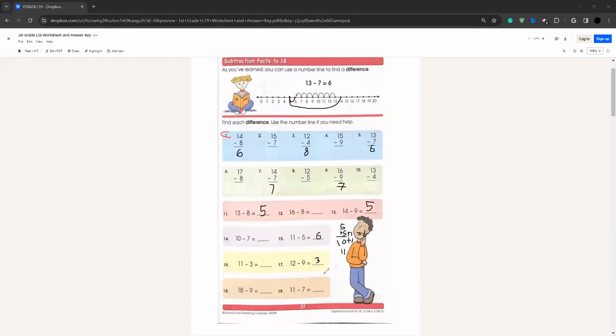Number 19, 11 minus 7. Let's try it in our heads. We get 4. Because 3 plus 7 is 10. We add 1 here and add 1 here. We get 11. All right. If you're ready, we'll go to the next page.